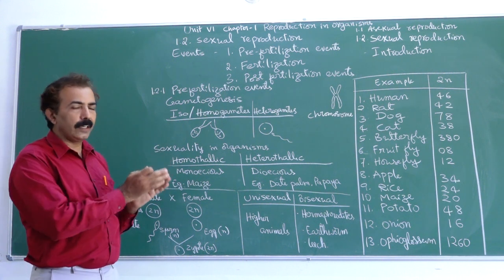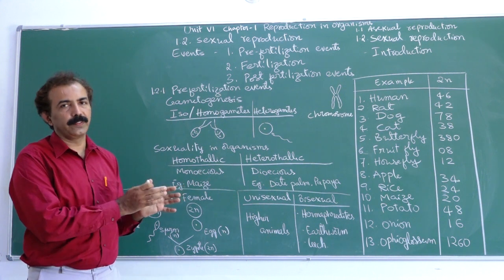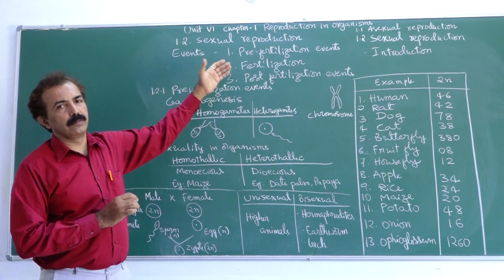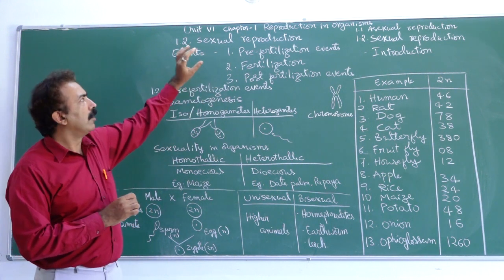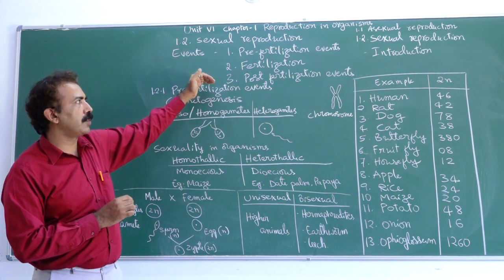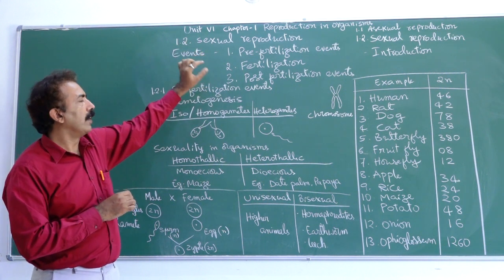Hope you are having a notebook and you are noting down these points. With these points, when you read the text, you will get the complete knowledge of this chapter. Keep writing. This can appear as a question. List the major events of sexual reproduction: pre-fertilization event, fertilization, post-fertilization event. These are the 3 events of sexual reproduction.